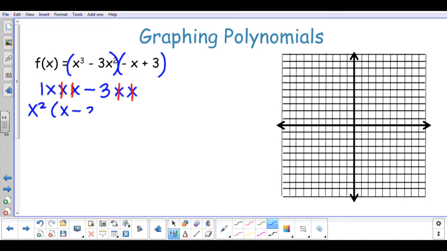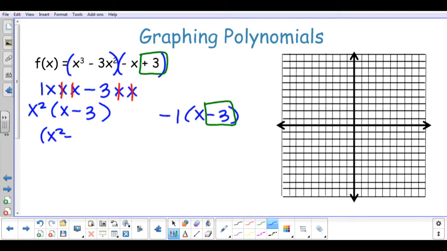I'm going to duplicate that x subtract 3 to start off simplifying my negative x plus 3. And to figure out what they have in common, I'm going to take my positive 3 and divide it by my negative 3. So negative x plus 3 has a negative 1 in common, because 3 divided by negative 3 is a negative 1. So I get x squared subtract 1 and x minus 3.